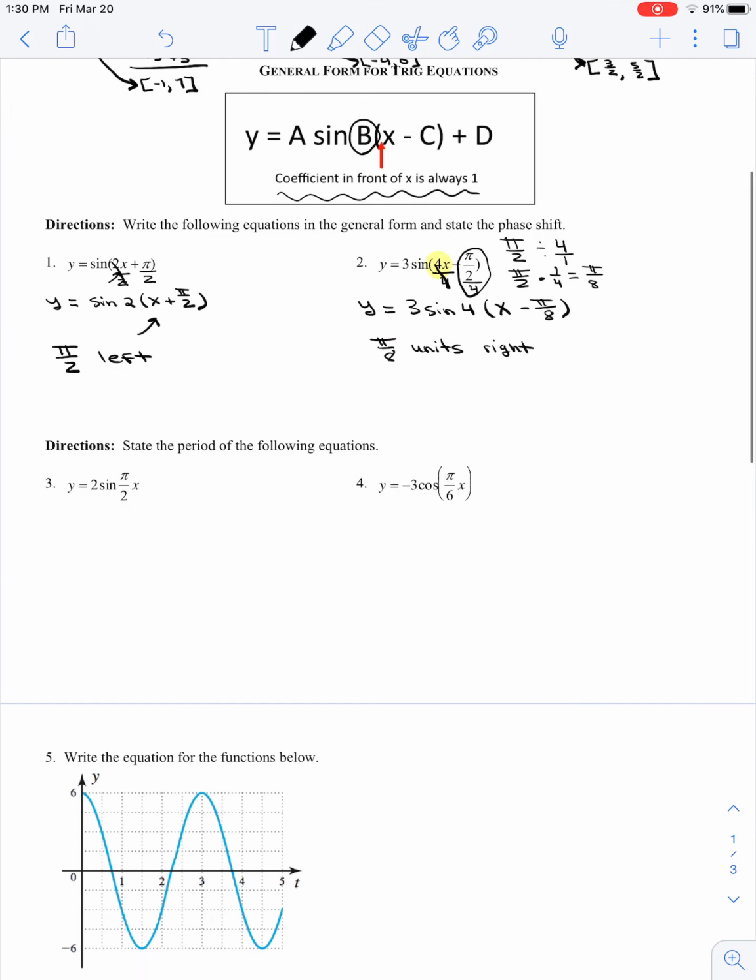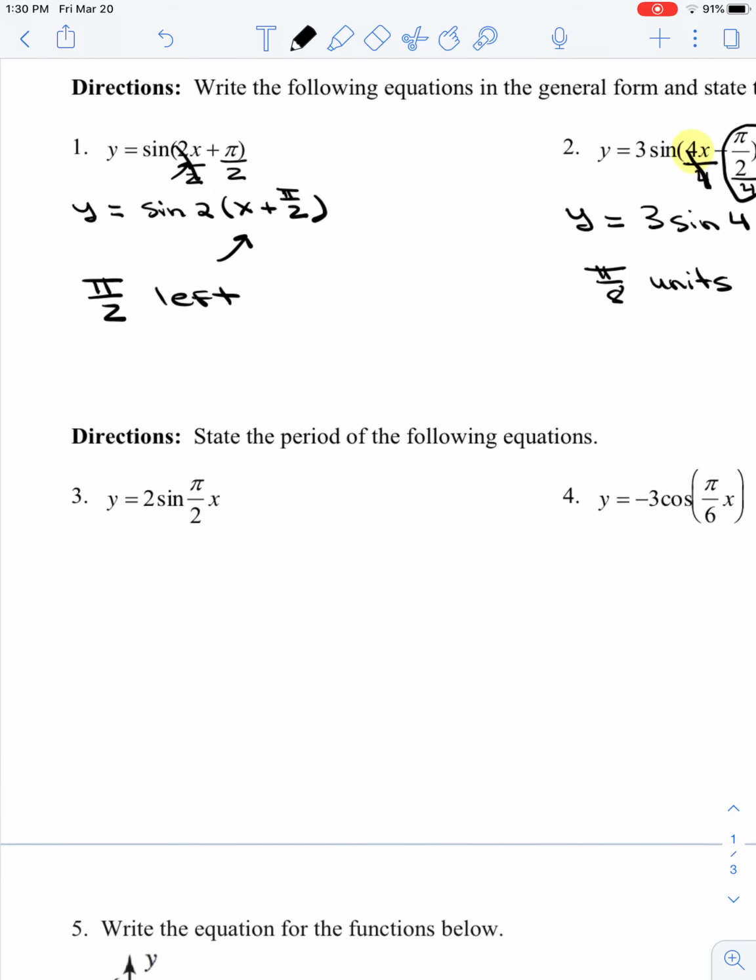Okay, so let's take a look at question number 3. They want you to state the period of the following equation. So the first thing that you have to remember is the formula for period is 2 pi divided by the frequency, and we usually notate frequency with the letter B. So in this case, if you look at example 3, 2 pi divided by the frequency might look a little odd to you here because it's in terms of pi. So we need to simplify it a little bit.